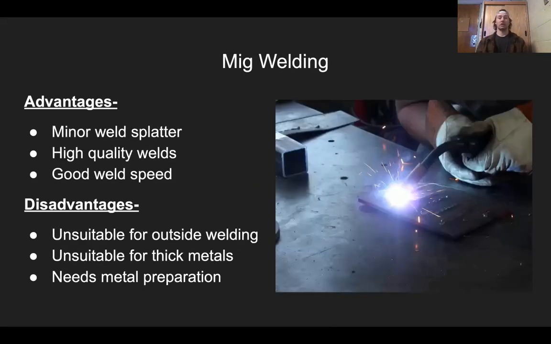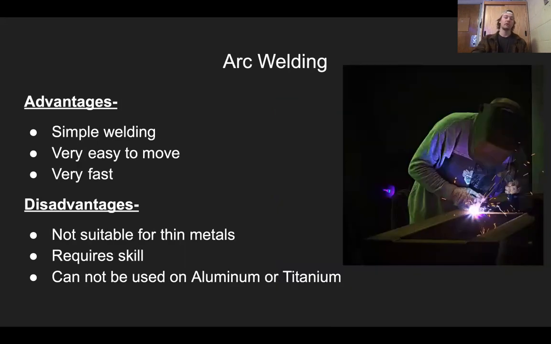MIG welding. Some advantages are minor weld splatter, so less sparks and less metal flying places. It's high quality welds, and you can weld at a pretty good speed. Some disadvantages are it's unsuitable for outside welding, so you usually do this indoors. It's unsuitable for thick metals, so you have to use thinner metals. And then it needs preparation, so the metal can't have rust on it, it can't have weird grooves, so you have to make it how you want it before you start welding.